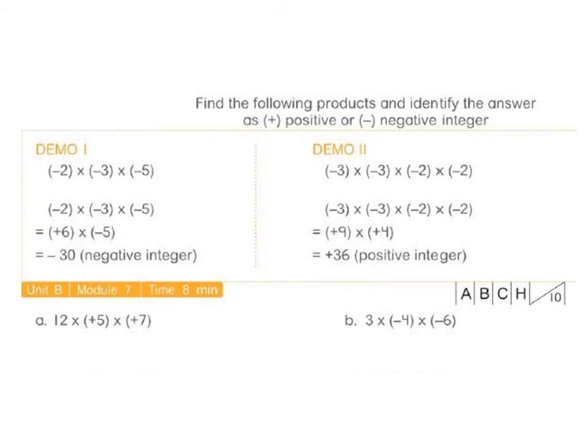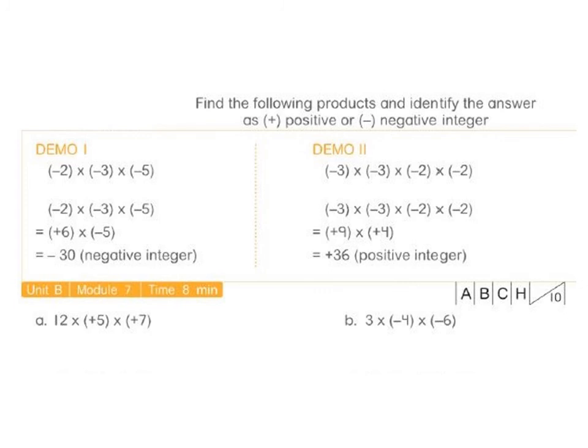Now, here also we have to find the products and identify if the result is positive or negative. Look at the demos properly. In the first one, minus 2 into minus 3, minus minus. So the resultant will be plus and the answer will be 3 into 2, 6. So plus 6 into minus 5. So now this is plus into minus. So the answer will be negative. 6 into 5, 30. So the answer is minus 30. And it is a negative integer.